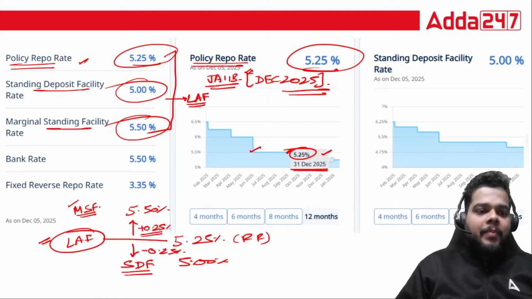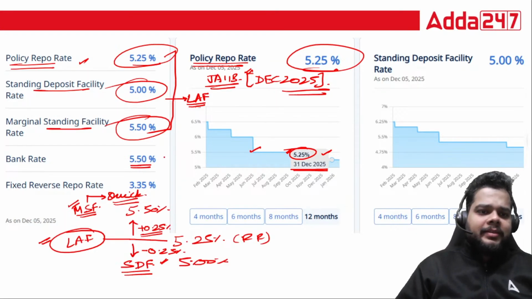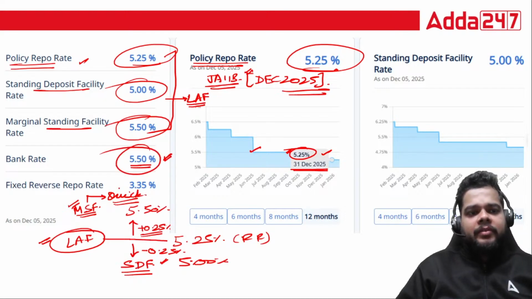What is MSF? It is the rate at which the banks can have certain funds from the RBI in quick succession. So overnight funding, if the banks want, they can have it, but by paying the MSF to the RBI. SDF is more or less a floor rate, the minimum rate of interest which will be paid. Then we have the bank rate, which is more or less similar to your MSF, only 5.50.